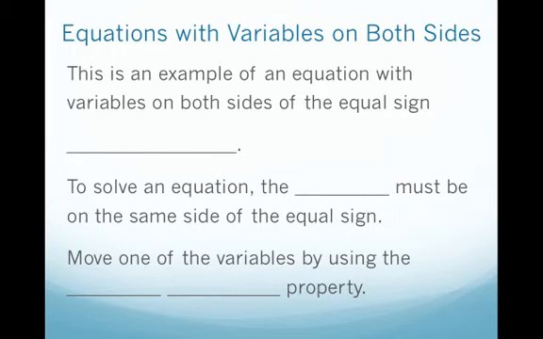In the first blank, put an example of an equation with variables on both sides of the equal sign. In the second blank, tell me what must be on the same side of the equal sign in order to solve the equation. And in the third and fourth blank, tell me which property you need to use in order to move the variables onto one side of the equation.